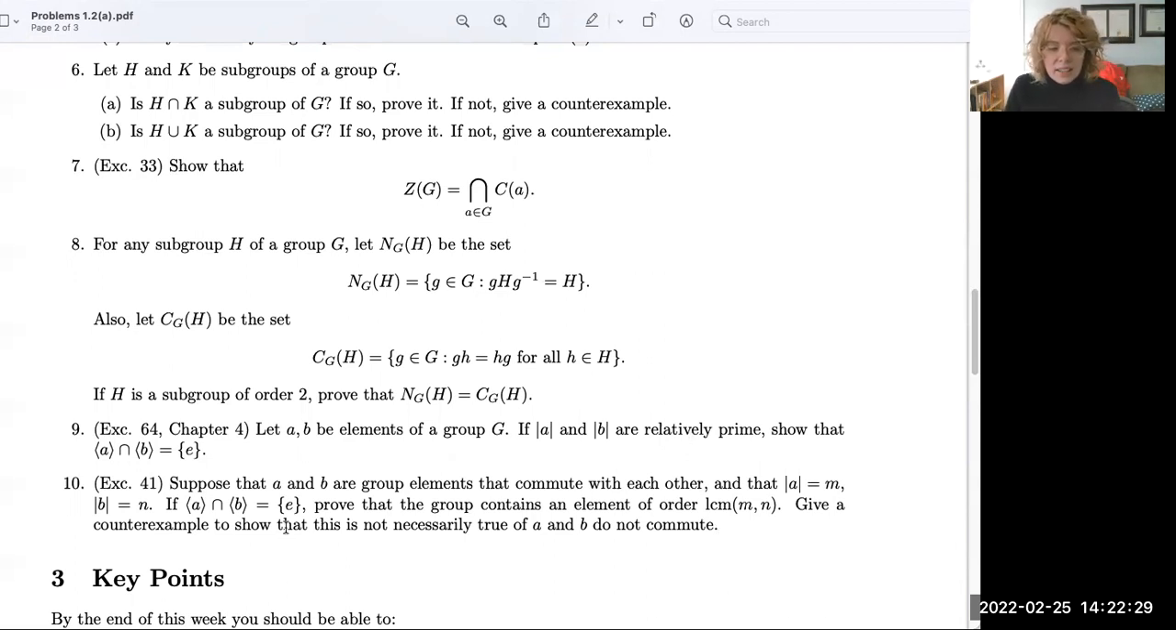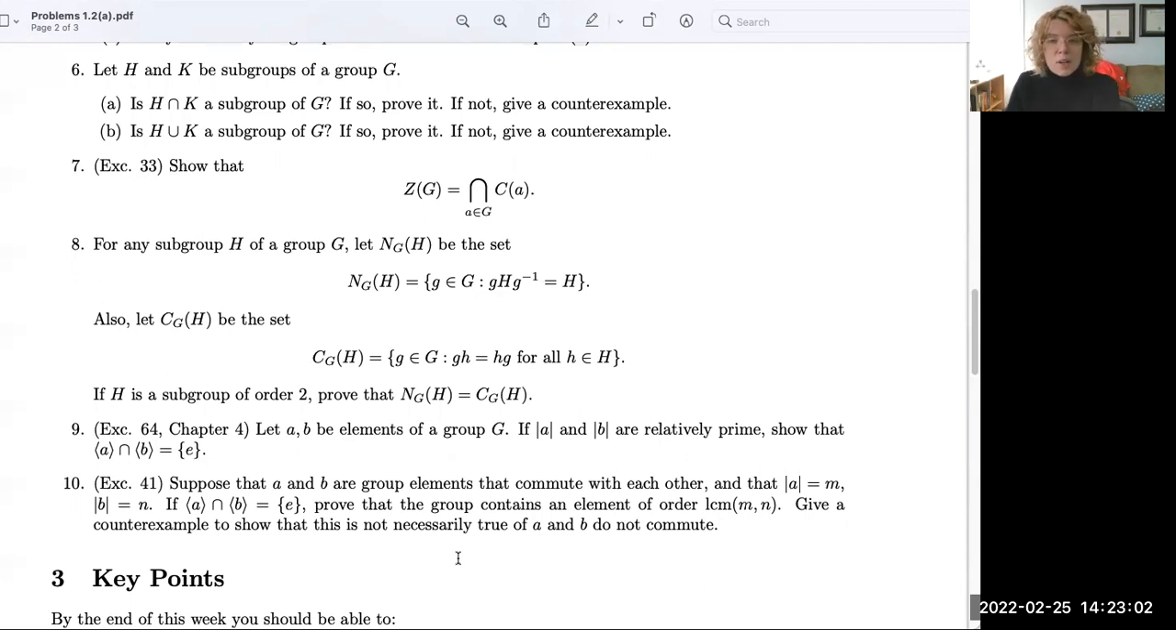In question number 10, we have A and B are group elements that commute with each other, and we know now that the intersection of the subgroups that they generate is equal to E, and we want to show that the group contains an element of order LCM of M and N. We also know by the last sentence that it's important that A and B commute with each other.